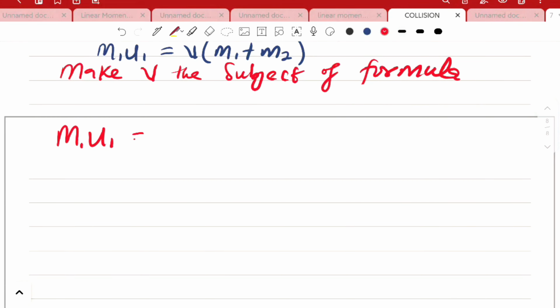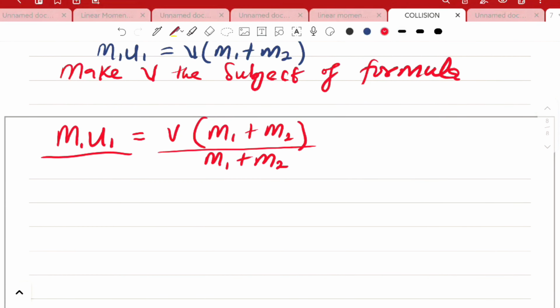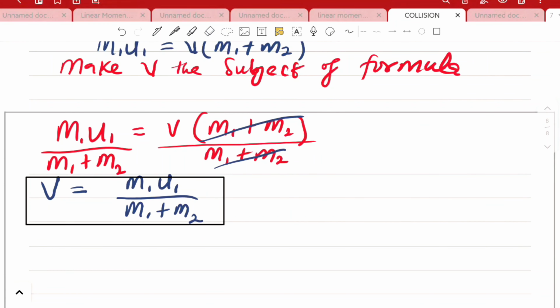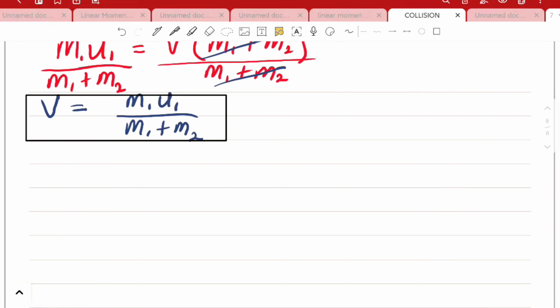Then M1U1 will equal V into M1 plus M2. Divide through by M1 plus M2, so that this cancels this. So V is equal to M1 U1 divided by M1 plus M2. I hope this is clear. This is an important equation also if you are asked to calculate for final velocity. Is that clear? So take note of this equation.